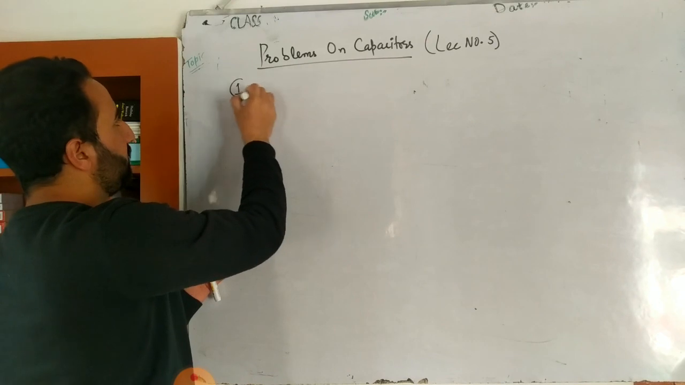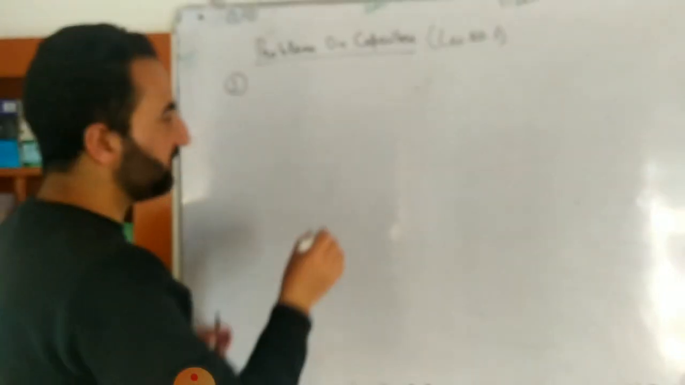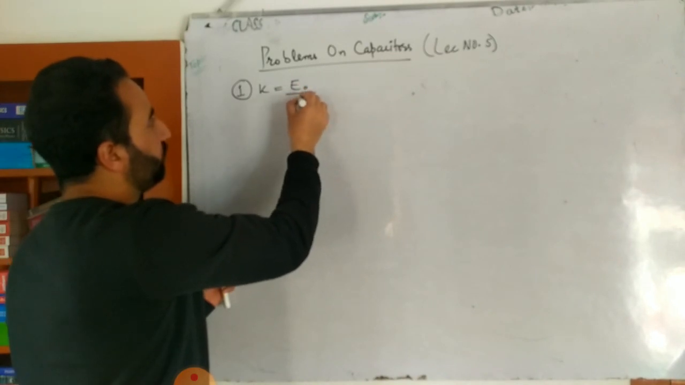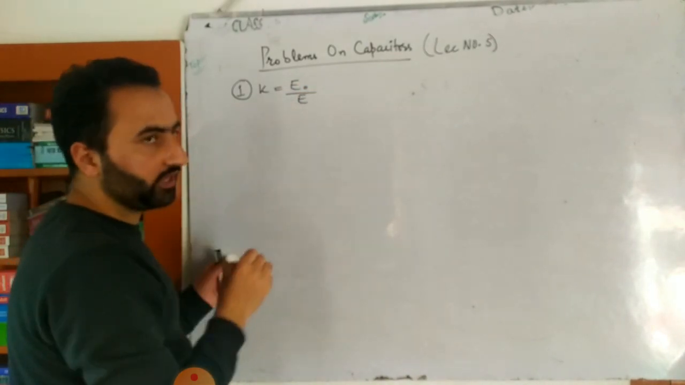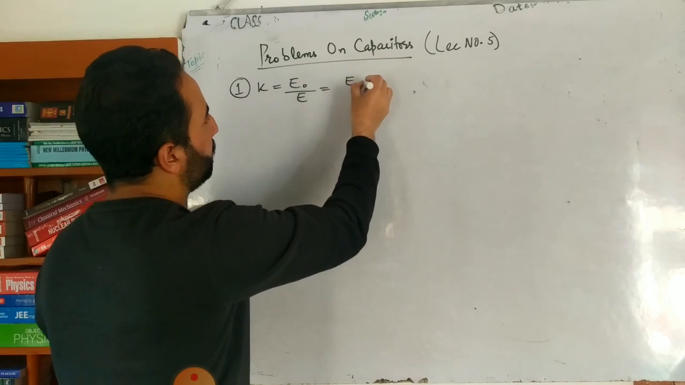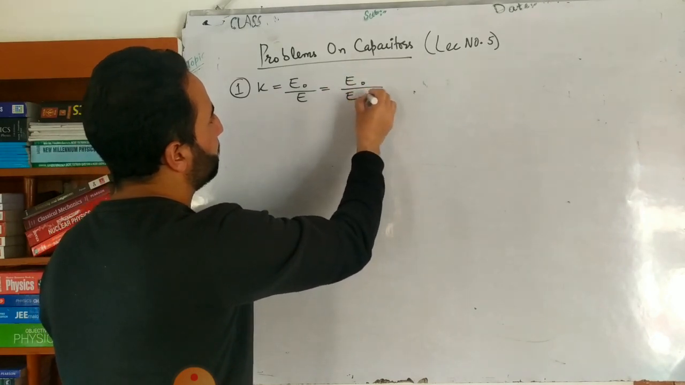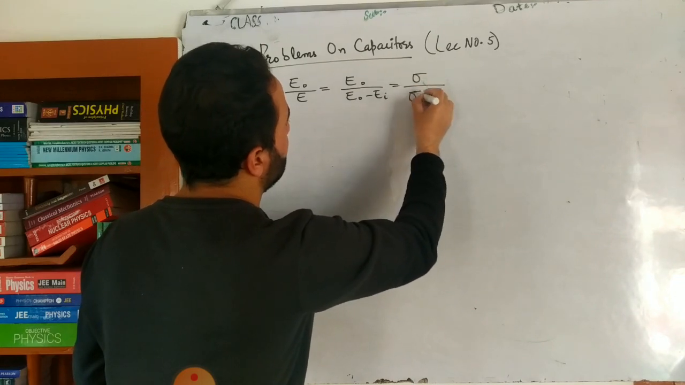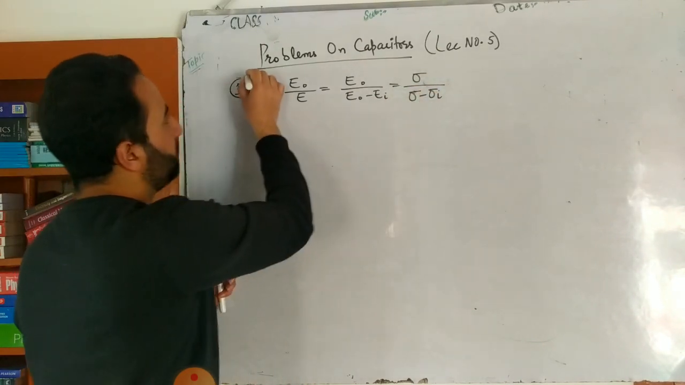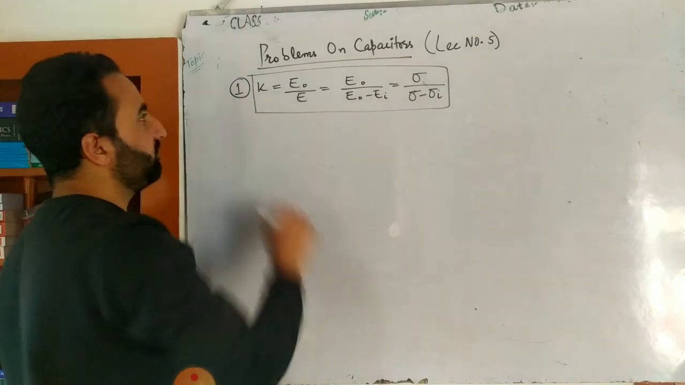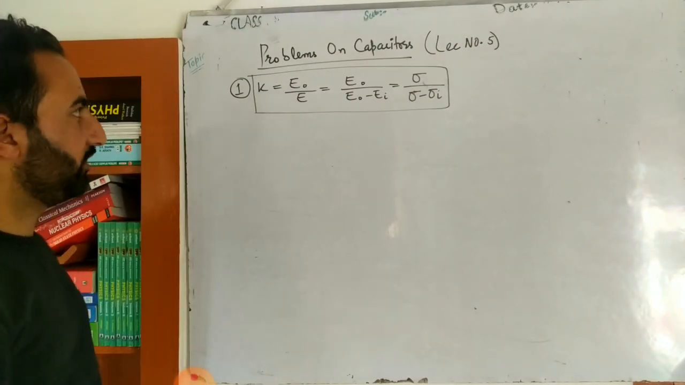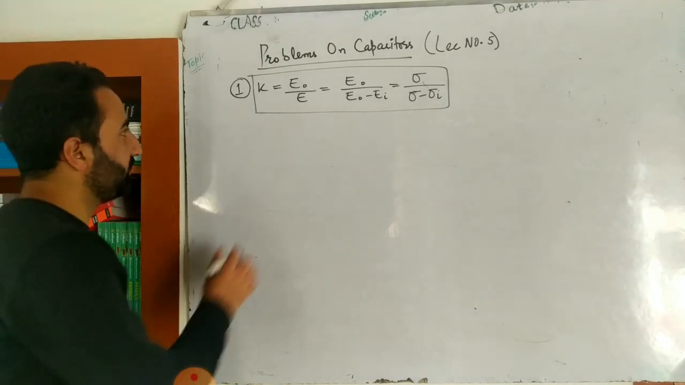Equation number one, we clearly remember, is the dielectric constant, K. That's equal to E naught divided by E, or equal to E naught divided by E naught minus E i. You can also write it like this: sigma divided by sigma minus sigma i. So this is the single equation you will have to memorize. Using this equation, you can calculate the dielectric constant, you can calculate sigma, you can calculate any variable.